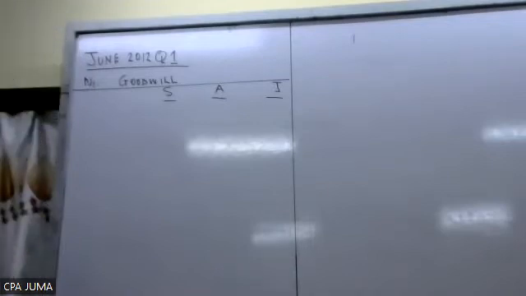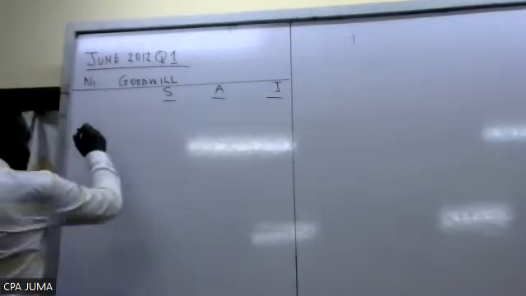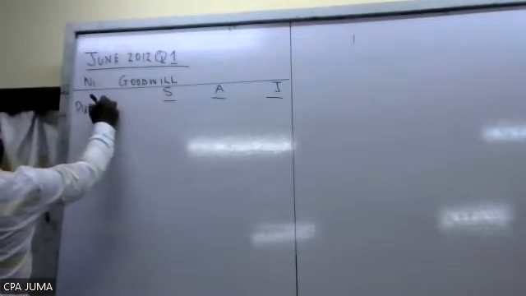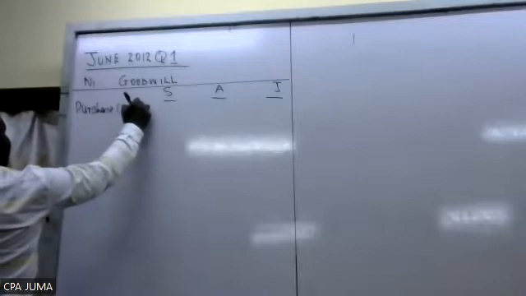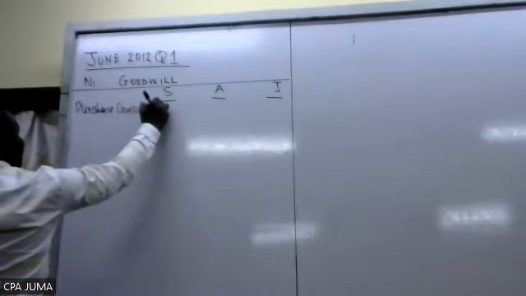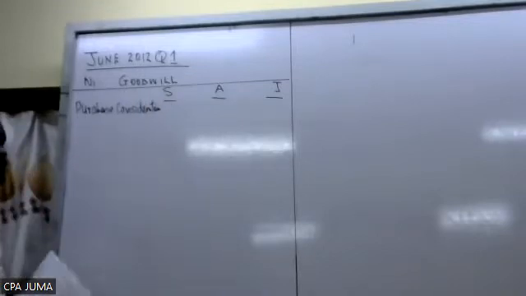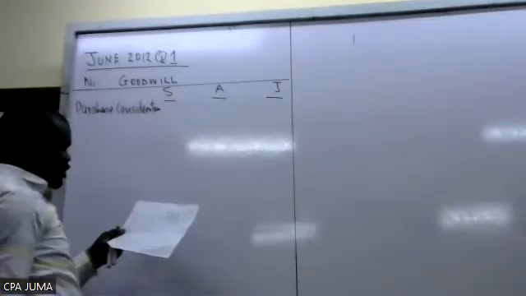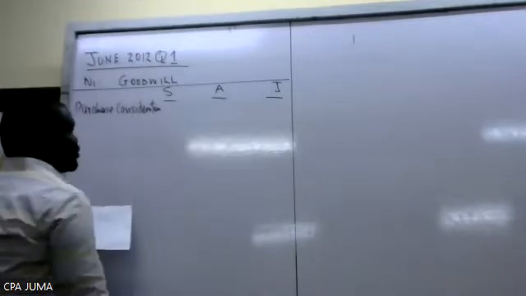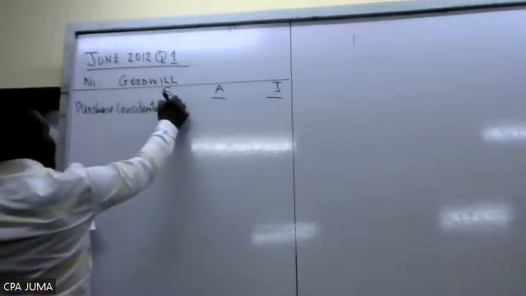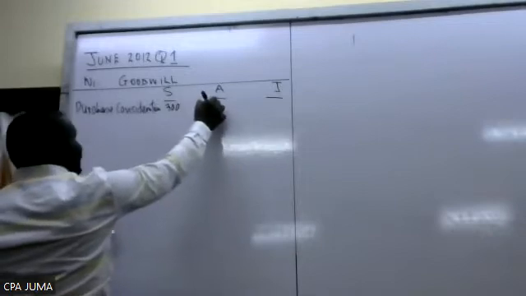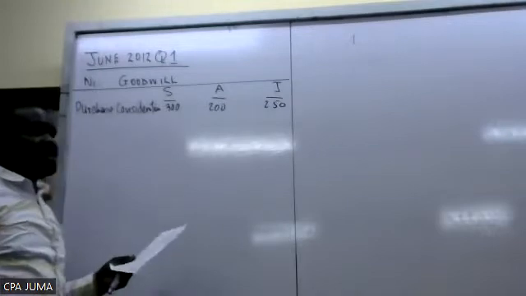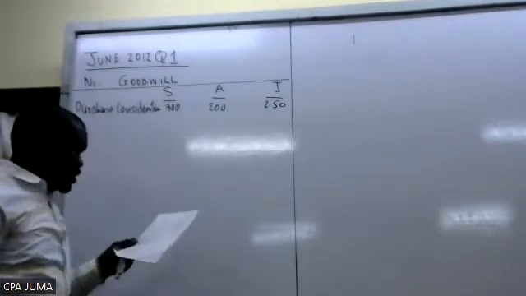So you take purchase consideration. Purchase consideration, note 1, you are able to see the cost of purchase. So cost of purchase is 300, 200, and this is 250. I hope you can see those figures.